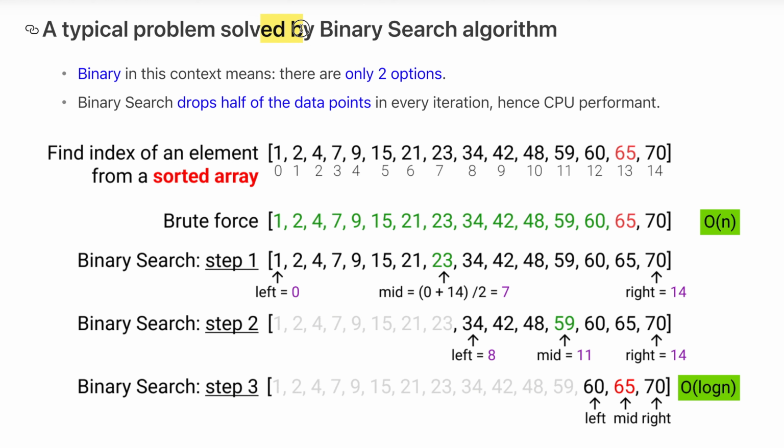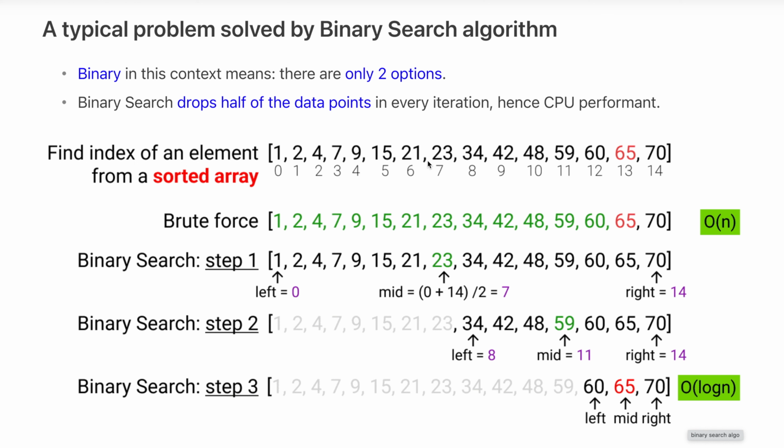But let's take a step back and understand why it's called binary search. Binary in this context means there are only two options, like 0 or 1, or left or right. Binary search is very performant because it drops half of the data points in every iteration, and we're gonna see how it does it in this example.